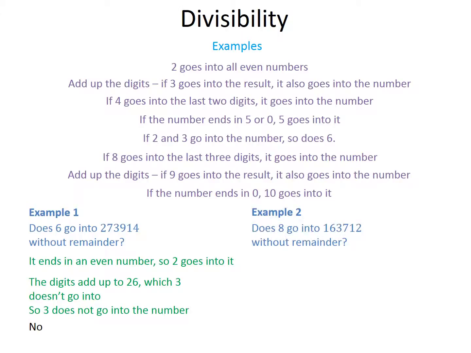Alright, let's give it a try with 8 now. And so does 8 go into this number here without remainder? So we're just focusing on the last three digits there. And so 712. The first digit is odd, which means that when we look at the last two, we add 4. And so that's 16. Does 8 go into 16? Yes. That means 8 goes into that number here. Okay, so it's more complicated to remember, but it's not that complicated to use as long as you can remember it.